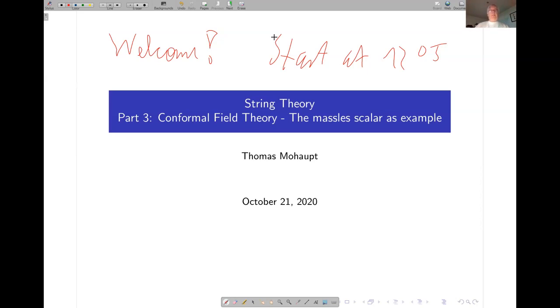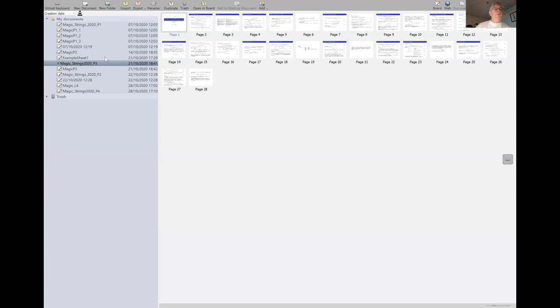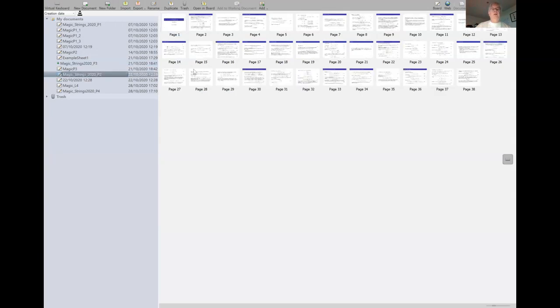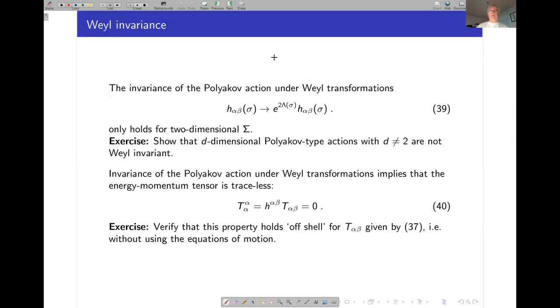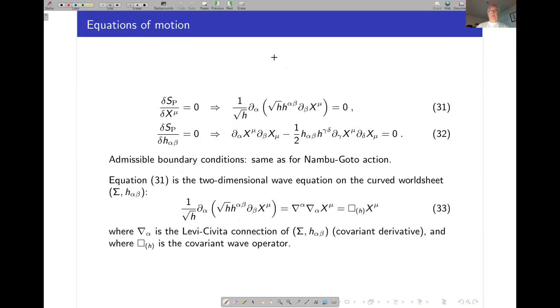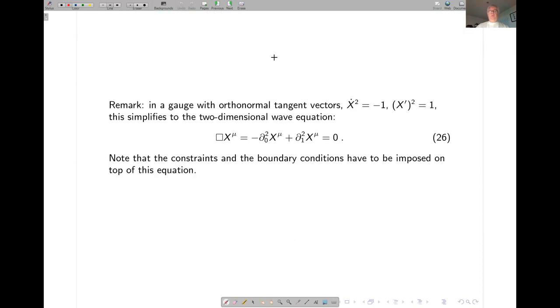Somebody asked about conditions in equations 23 and 24 in part 2. I'm happy to revisit this. We have good time, so let's go back to part number 2 and find these equations. Oh, it must be a bit before this. 23, 24.